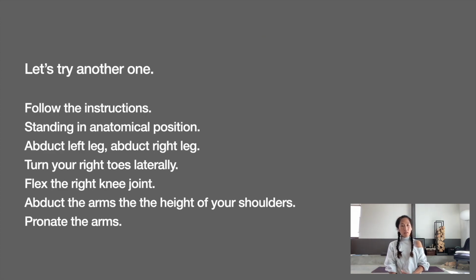I'm going to give you some instructions and let's see if I successfully get you in the pose I want, but using only anatomical terms. So try with me if you can, standing up. Standing in anatomical position, abduct your left leg. Abduct, remember, meaning away from the body. Now abduct your right leg. Again, away from the body. Now turn your right toes laterally. And then flex your right knee joint. Abduct the arms to the height of your shoulders. And pronate the arms.